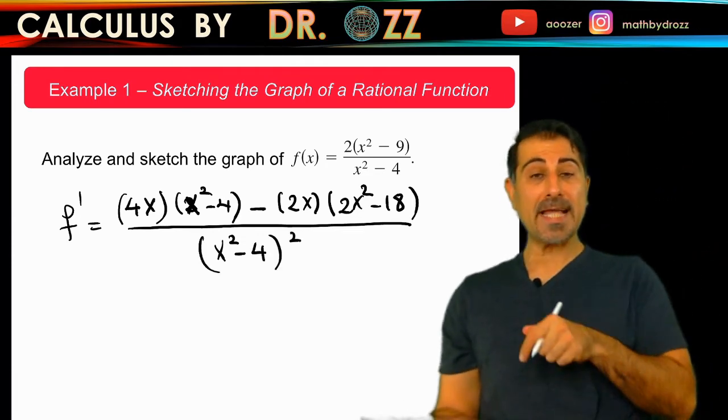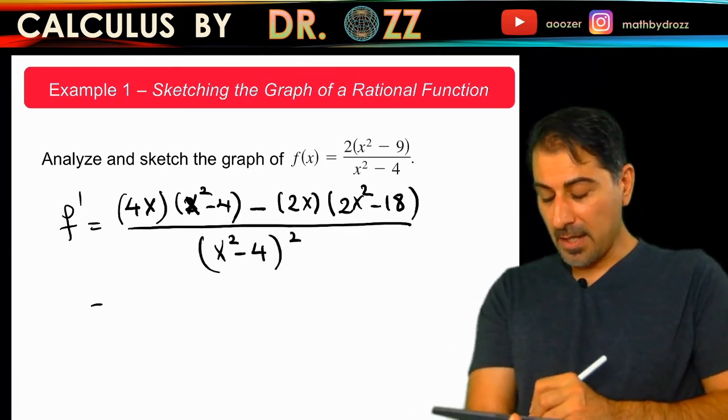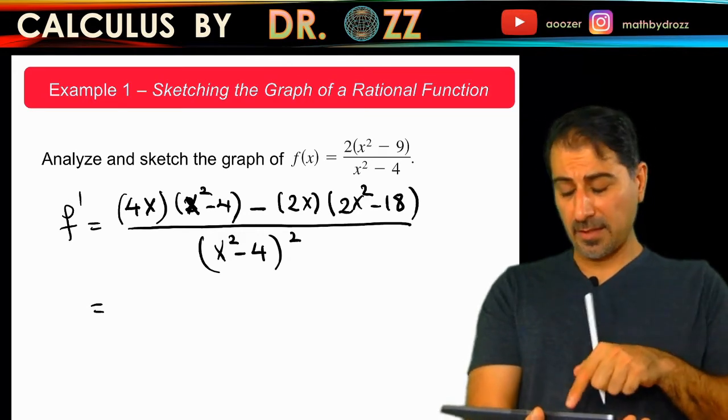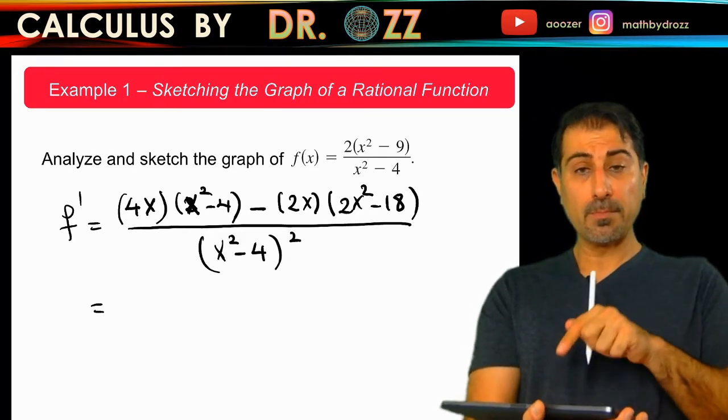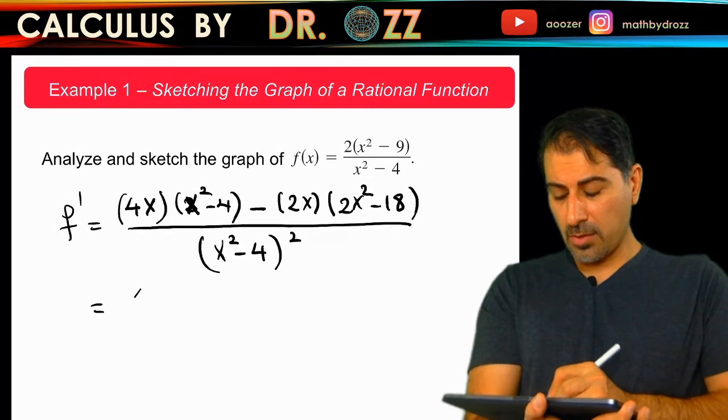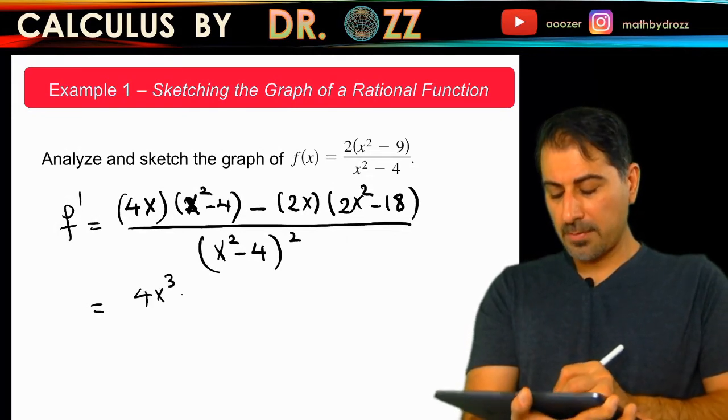So my task now is to simplify the top, not the bottom, because the bottom is in the compact form, but not the top. So we should work on the top.